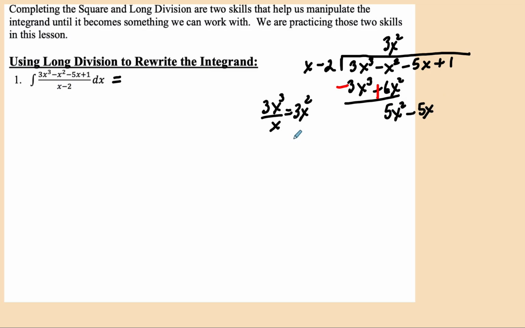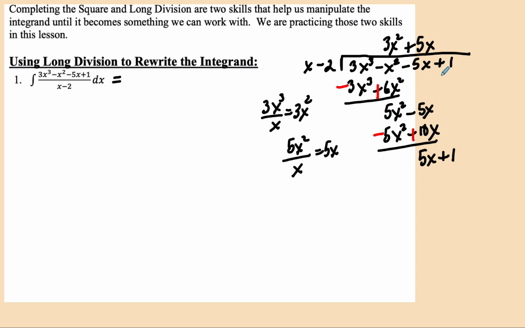Now I'm going to take this term, 5x squared, and I'm going to divide it by the first term in the binomial, and that'll be 5x. So I'm going to put plus 5x up here in the answer portion, multiply, which is 5x squared minus 10x. Now to subtract, I need to change the sign. And now I'm going to have a 5x plus 1.